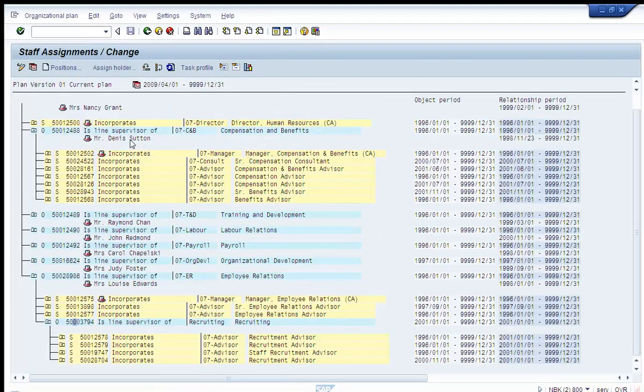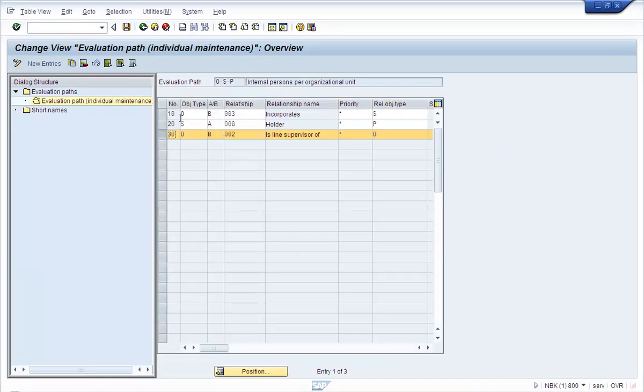So the way the objects are returned from an org structure depends a lot on how the evaluation path has been defined, that is, how the relationships between the objects in the org structure are created or determined. And depending on the starting node of the structure, the evaluation path will return the objects underneath that selected starting node.